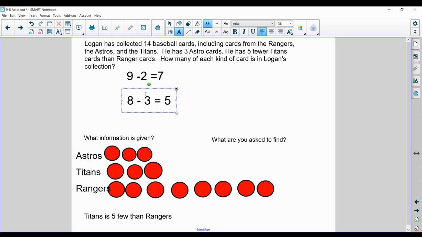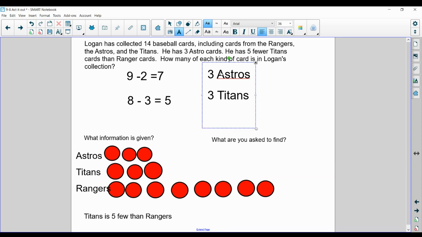So now I know how many of each one, but I'm not done. I've only used my counters to figure it out. So how many of each kind of card is in Logan's collection? I now have my answer. I know that I have 3 Astros. I have 3 Titans, and I have 3, 4, 5, 6, 7, 8 Rangers.